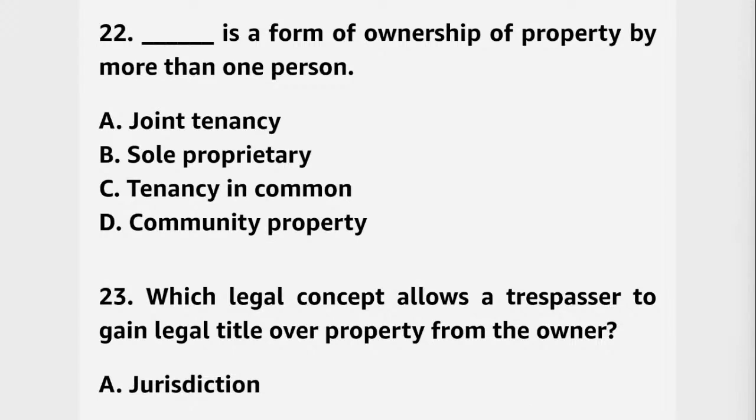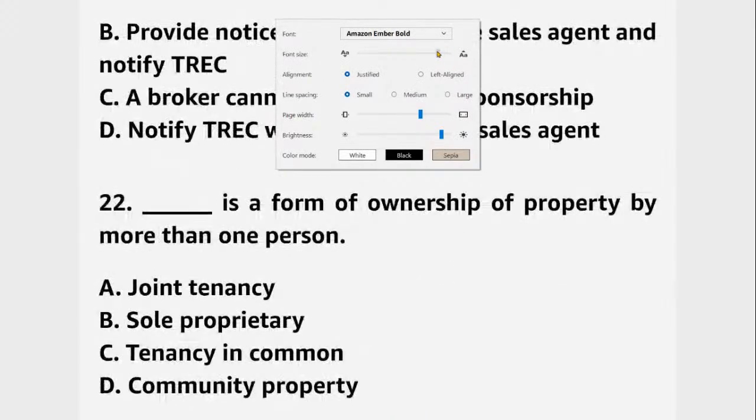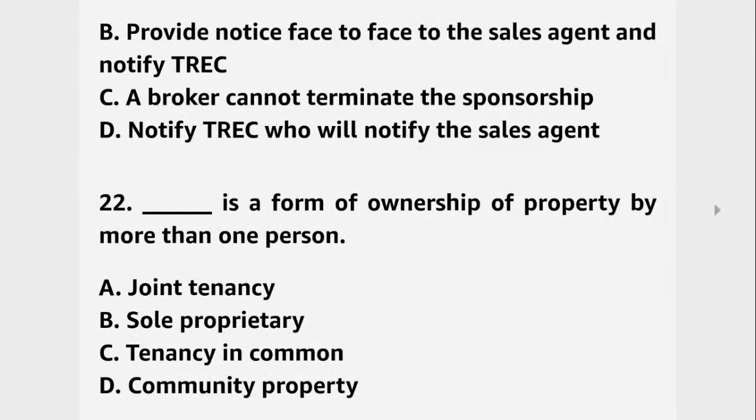Number 22. Blank is a form of ownership of property by more than one person. A, joint tenancy. B, sole proprietary. C, tenancy in common. Or D, community property.